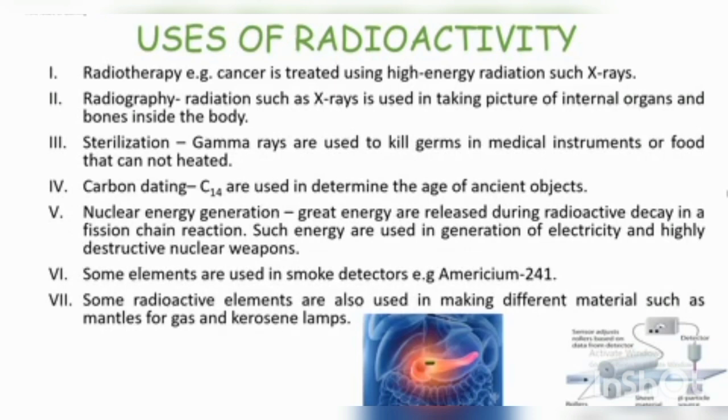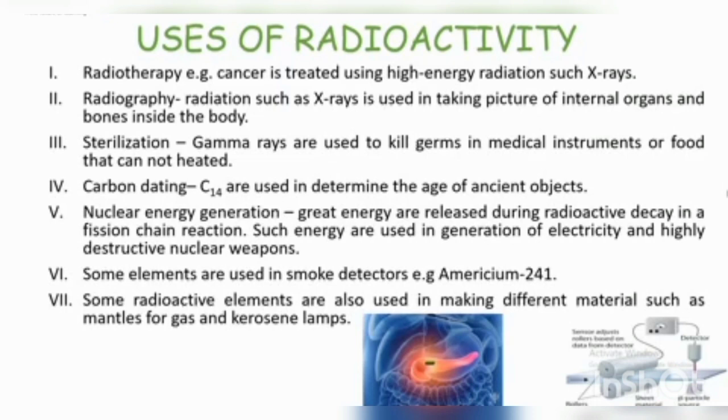Number two, the second use of radioactivity is radiography. Radiation such as X-rays is used in taking pictures of internal organs and bones inside the body. Then we also have sterilization. Gamma rays are used to kill germs in medical instruments or food that cannot be heated. Then we also have carbon dating, used in determining the age of ancient objects, that is old objects.